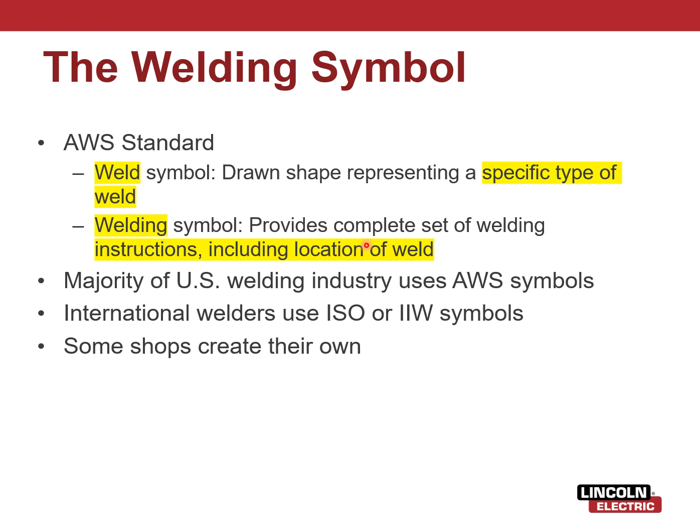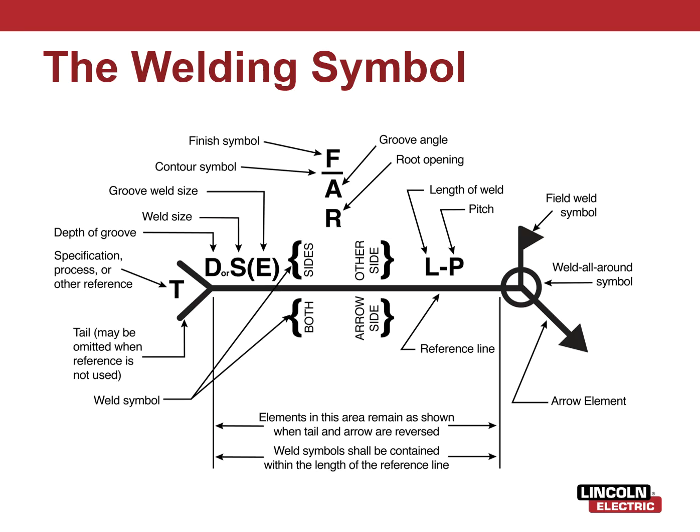All right, so this is where all the information is. The majority of the U.S. welding industry uses the AWS symbols. Outside of our borders, though, you have the ISO standard or the IIW symbols. ISO, a lot of countries that use the metric system use this as well. And then some shops even create their own if they have some sort of proprietary processes or designs. They might come up with their own symbol so that it's more difficult for people to copy, or maybe they just want to be custom.